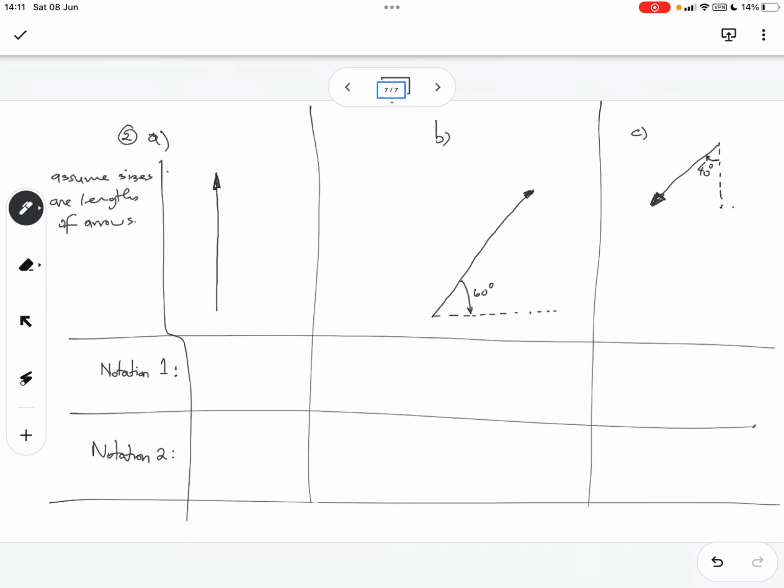All right. If we write the first vector using compass notation, how would we write it? It's moving to the north. So we can say it's the vector and it's acting in the direction north. Yes.